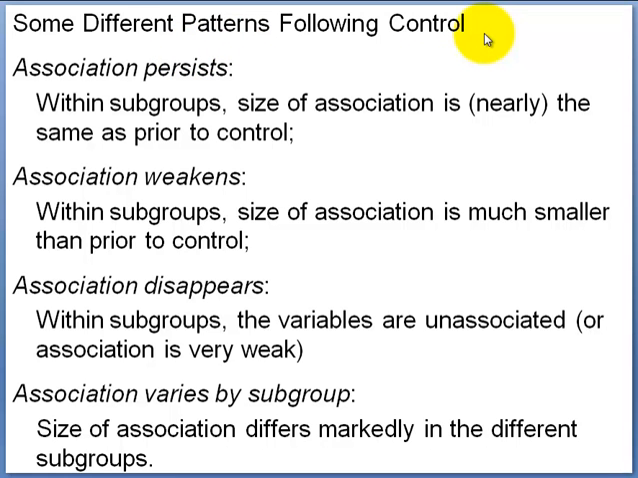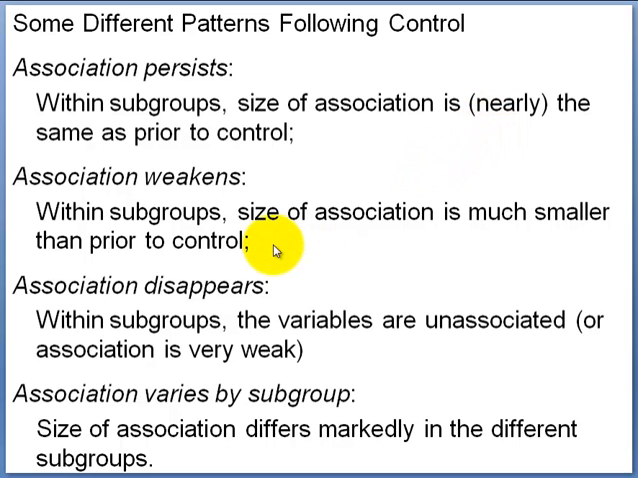Now, this is a partial list, but some of the key patterns that you might see when you control for a confounding variable are that within the subgroups, the association persists, which is to say that within the subgroups, the size of association is very nearly the same as was the case prior to control. Now, one could argue that that's the pattern that we saw in our adoption example because the size of association decreased by such a small amount.